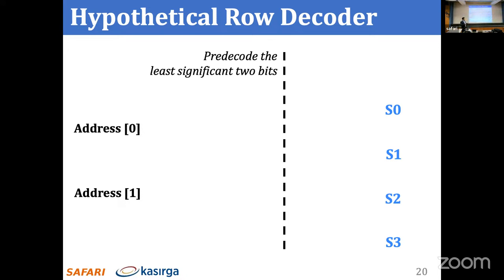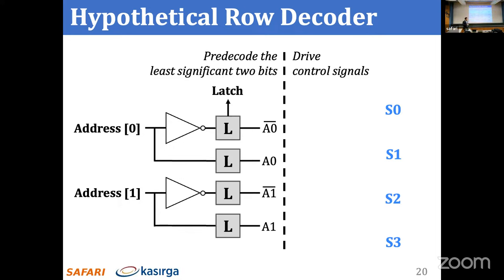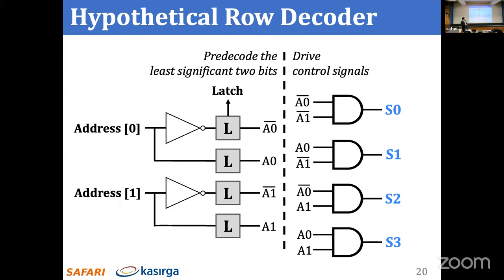So the circuitry consists of two parts, essentially. The first part pre-decodes the least significant two bits, and creates intermediate signals. And the second part, the last part, will drive the control signals based on the intermediate signals. So we see here both of the address bits have their inverted and non-inverted values created as the intermediate signals. And there is a latch that will store the value of these intermediate signals. And on the second part, we have four AND gates, one for each of the select signals, that derives a select signal based on the combination of two of these intermediate signals.